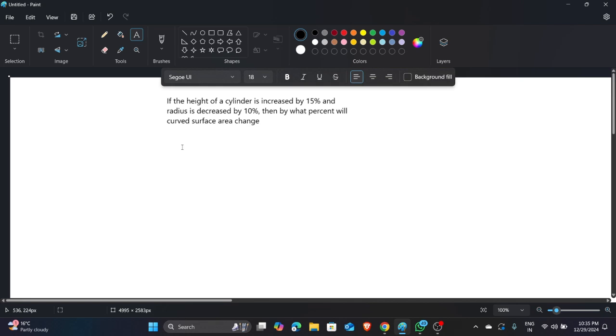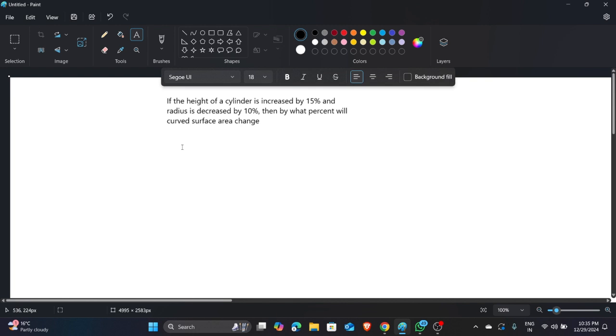Let me start some more percentage practice questions. Okay, so this is the first question. If the height of a cylinder is increased by 50% and radius is decreased by 10%, then by what percent will curved surface area change?